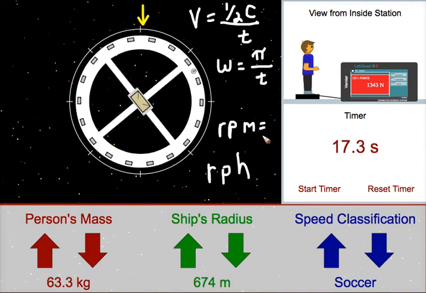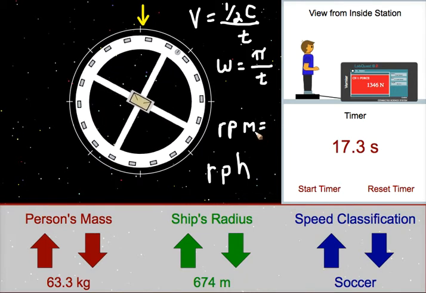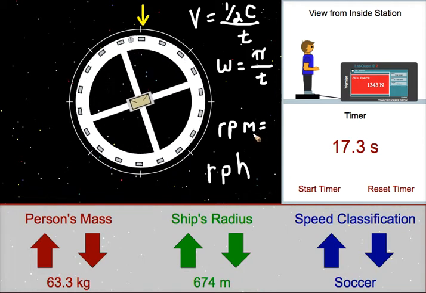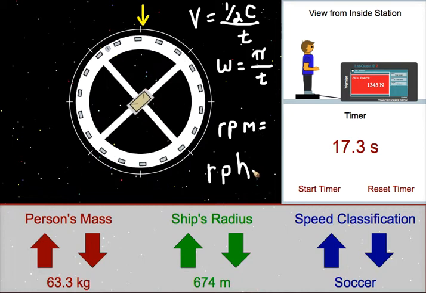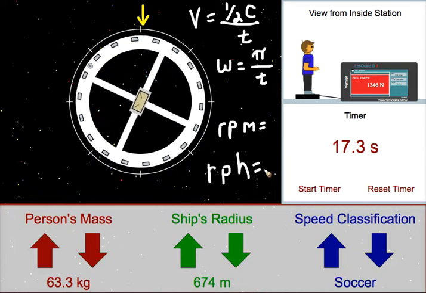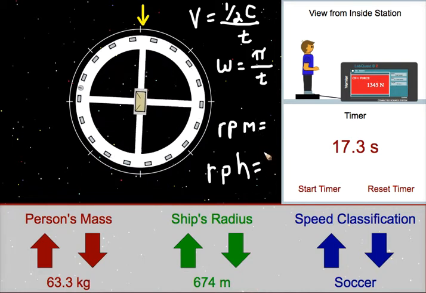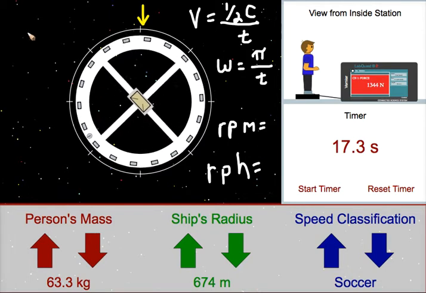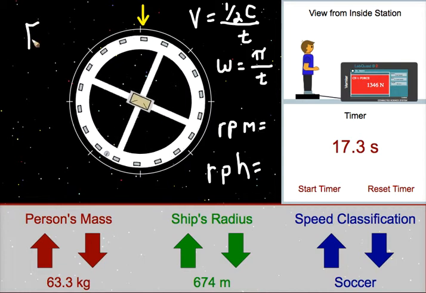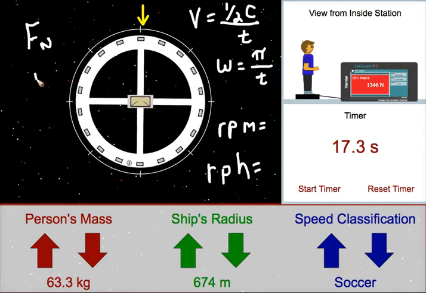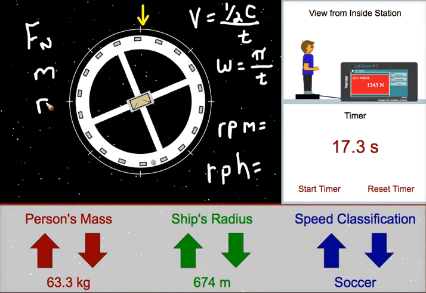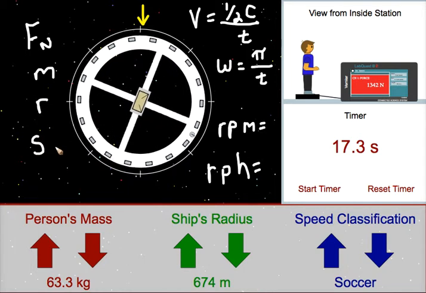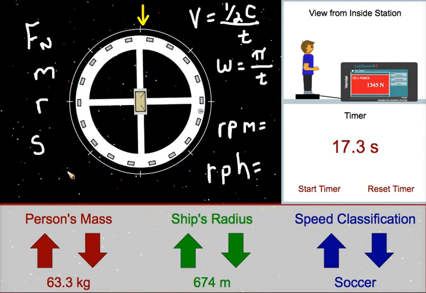If they're doing revolutions per minute, they should just scale up from half a revolution in 17.3 seconds to the number of revolutions they would get in 60 seconds. If they're doing it per hour, they would scale up to 3,600 seconds. Regardless, students should look at the connection between the normal force, the person's mass, the size of the ship, and the speed of the ship in whatever method they'd like to for calculating speed.